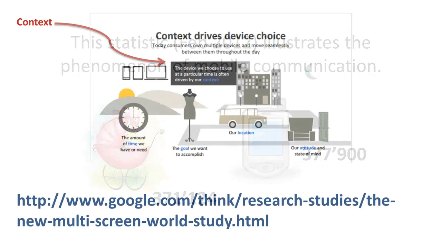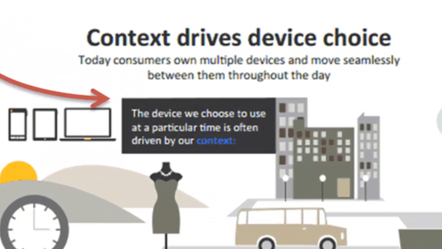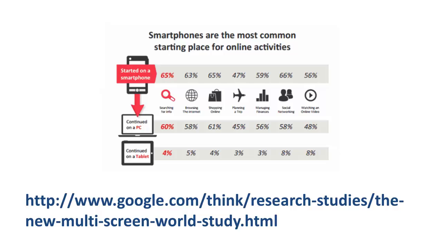Here's a slide from the Multi-Screen World Study by Google, which I highly recommend. The majority of our customers access the internet via a variety of screens during a day: computer, smartphone, tablet and TV. The study reveals that context is very important. Completing a task like booking a flight online or managing personal finances doesn't happen in one sitting and on one device. In fact, according to Google, 98% of users move between different devices in the same day to complete a task. Smartphones are the most common starting place for online activities.